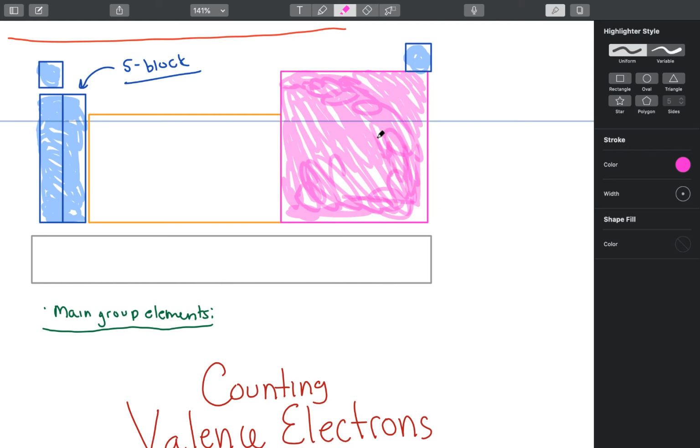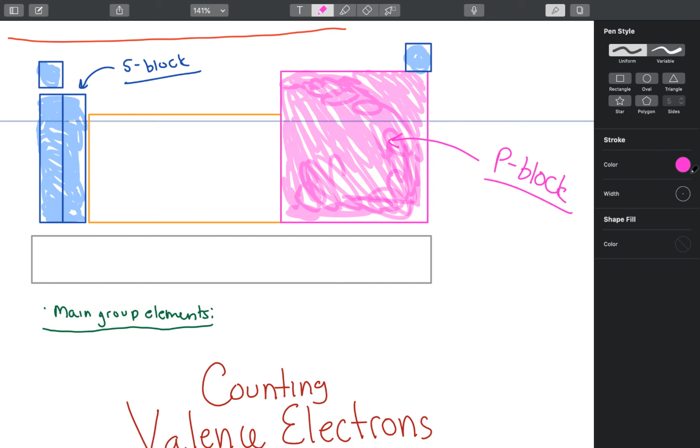So the P block is made up mostly of your non-metals and some metals, but in the P block, the new electrons move into the P subshell. So you're filling your P subshells in this case. So this is the P block.